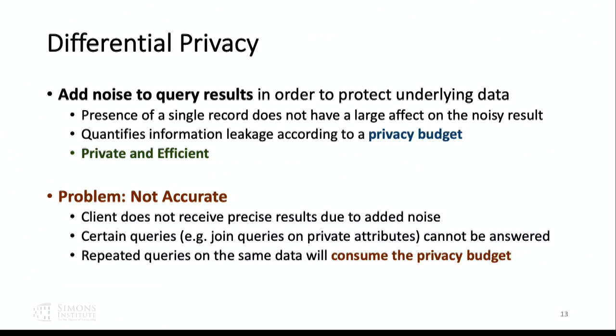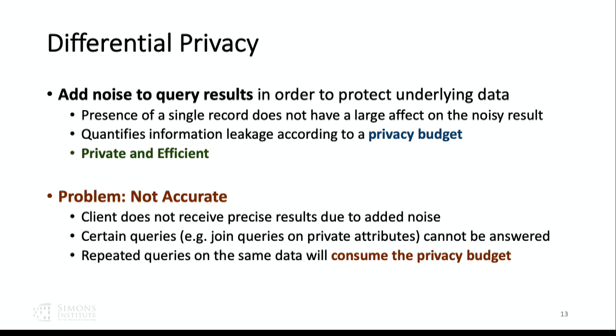So then we were looking at differential privacy, right? So we thought, okay, we can just add some noise to the output of our query results to protect the underlying data. So this is sort of similar to the Pinq approach. So this is great. This is private. It's very efficient. The problem here is that the accuracy wasn't there for us.